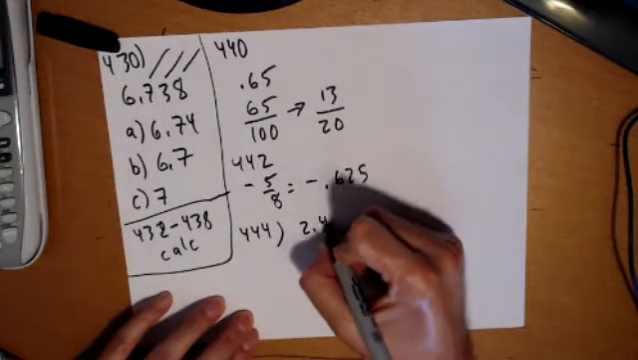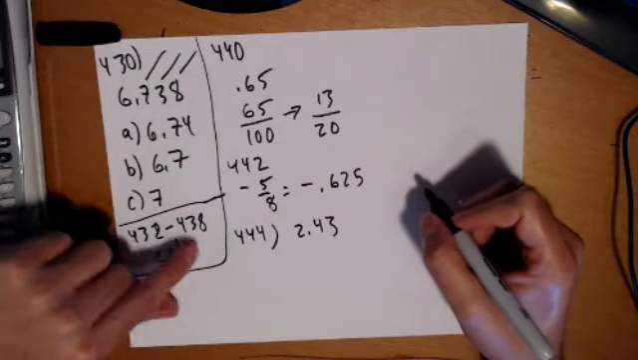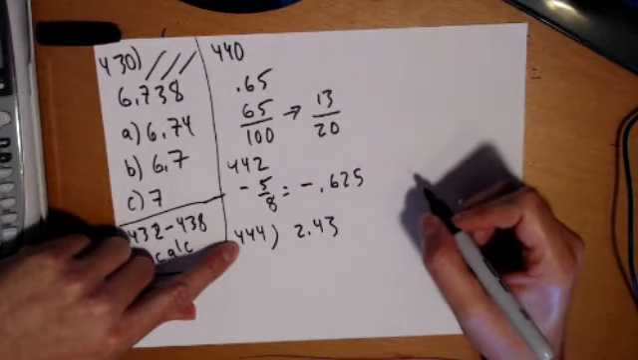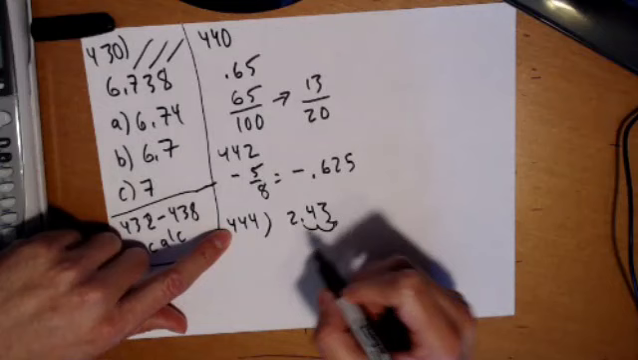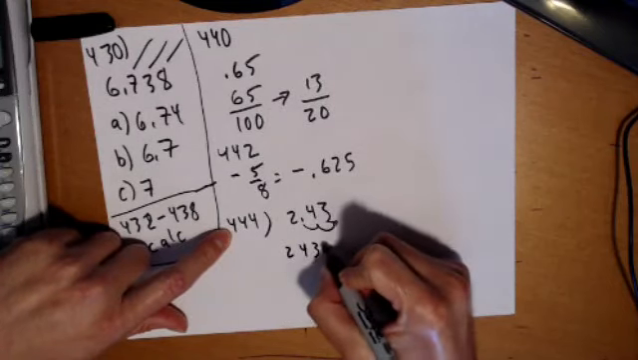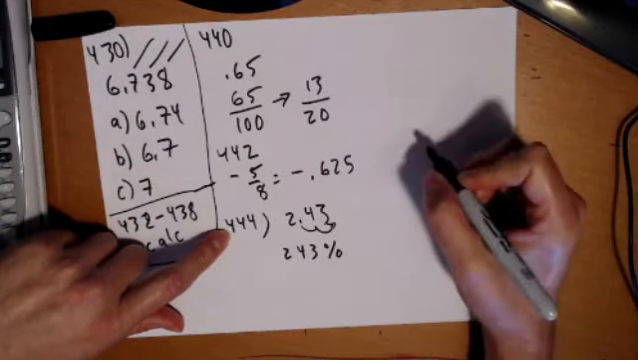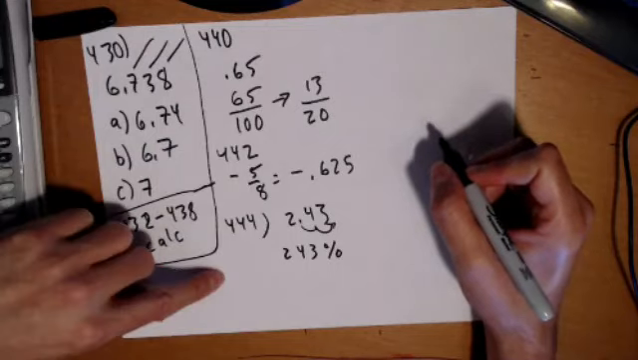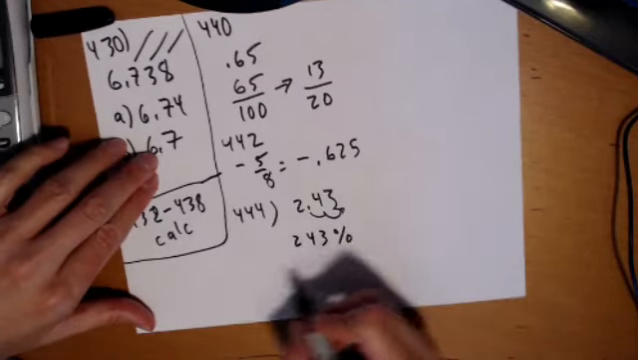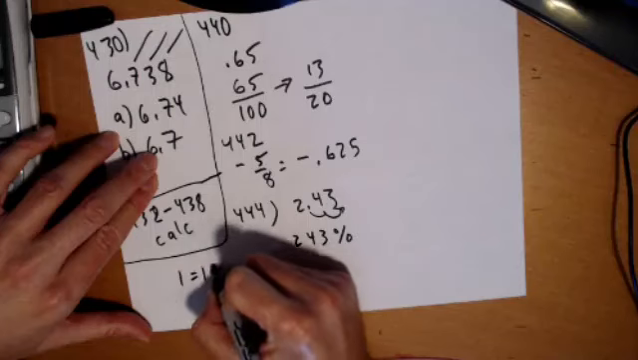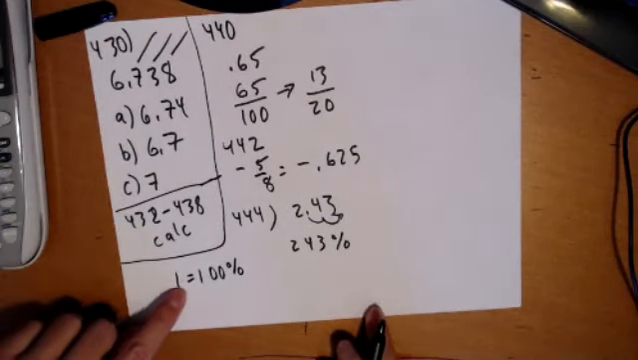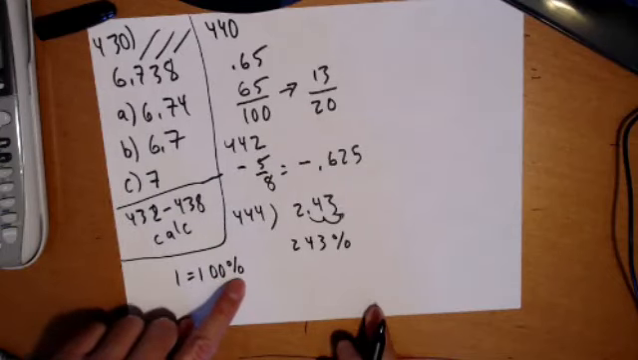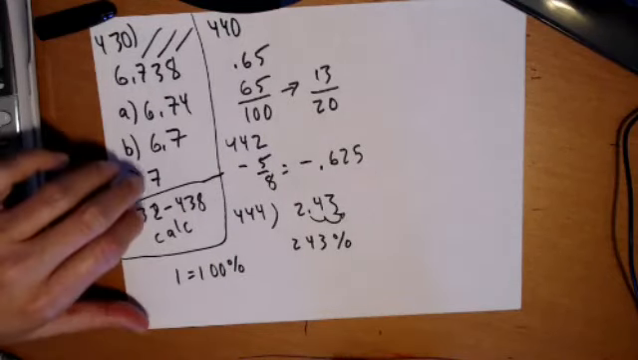Okay, 2.43. Convert each decimal to a percent. So to go to a percent, 2.43, I'm going to move the decimal 2 places over. So 243%. A couple of things always make sense to me: 1 is equal to 100%. So you see how the 1, if I move the decimal 2 places over, I get 100%. So this one makes sense now. Okay, cool.